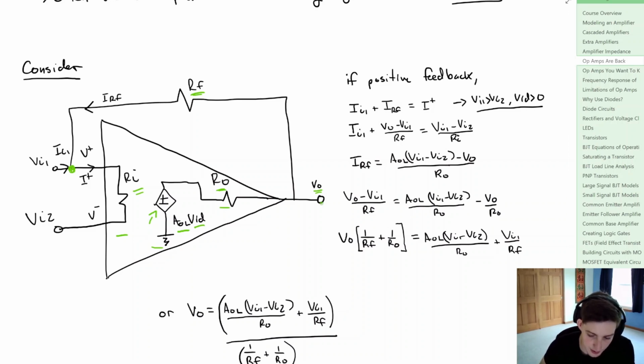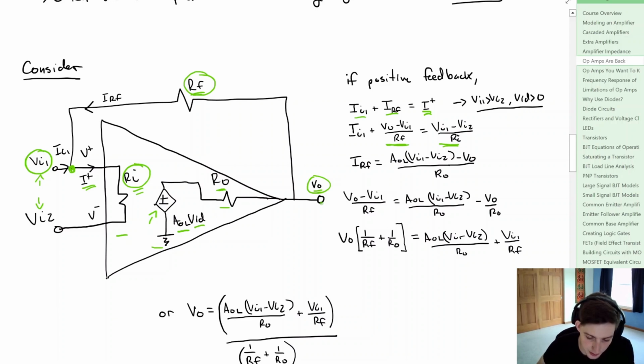and we are going to set up a KCL. Now the KCL is going to say that the current going in, so I1 plus IRF, is going to be equal to the current going out of this node, which is I plus. Now for this example, we're going to say that VI1 is greater than VI2, or that the differential input voltage is greater than 0. Now we can expand IRF simply as the output voltage minus the input voltage right here, divided by our feedback resistor. So we get this term here. And we can express I plus simply as VI1 minus VI2 divided by this input impedance right here.